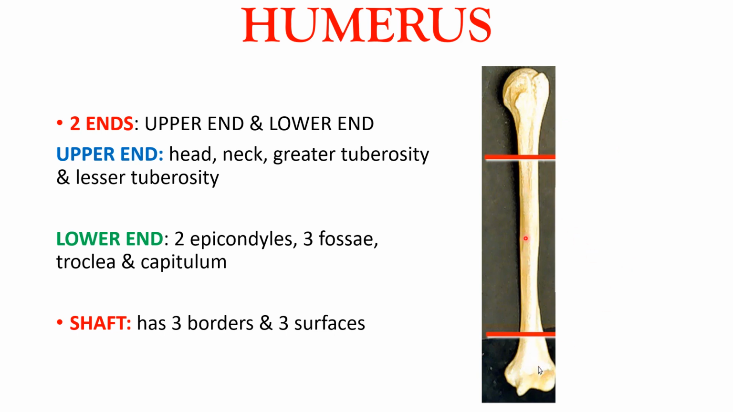Now the upper end has the head, which articulates with the glenoid cavity to form the shoulder joint. Then it has the anatomical neck, which is a constriction below the head of the humerus. Then we have the greater tuberosity and the lesser tuberosity. In between these two tuberosities, we have the bicipital groove. Below these two tuberosities, there's another neck called the cervical neck.